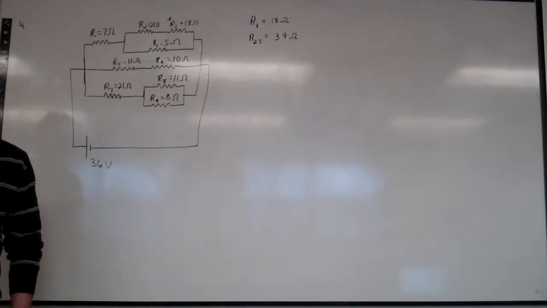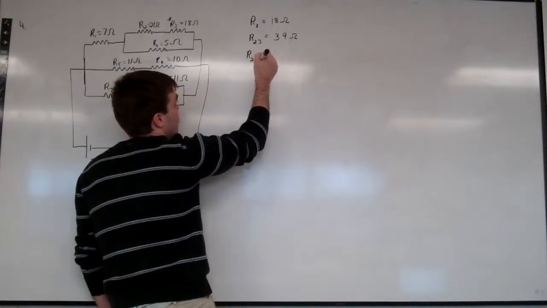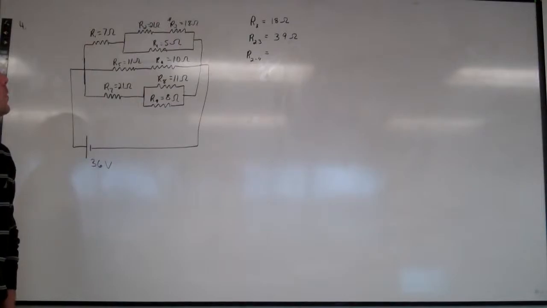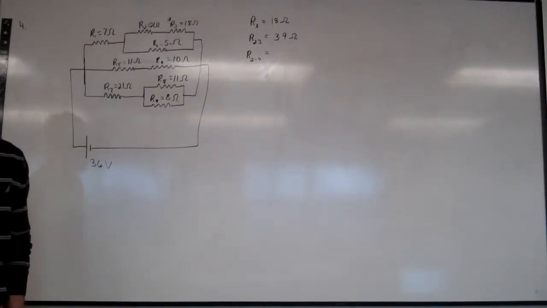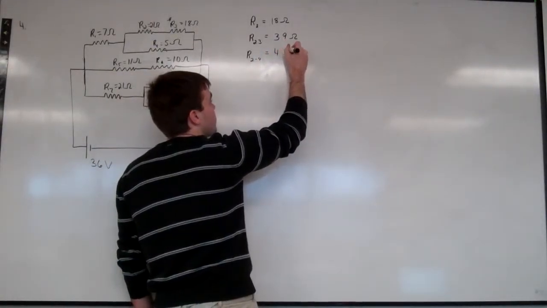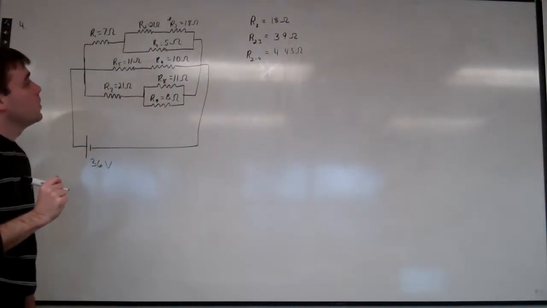Then R2 through 4. What's that equal? 1 over 39 plus 1 over 5, and the reciprocal of that. 4.43. Okay? And then, what's next?